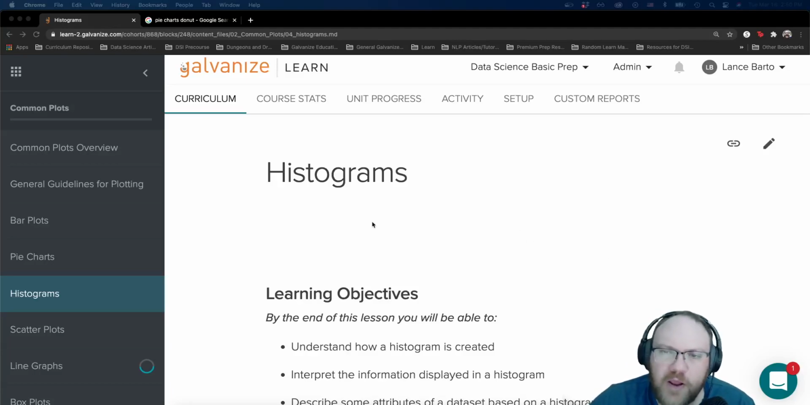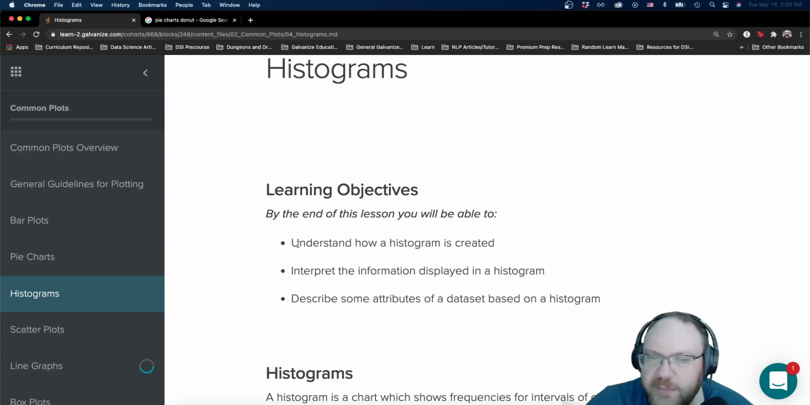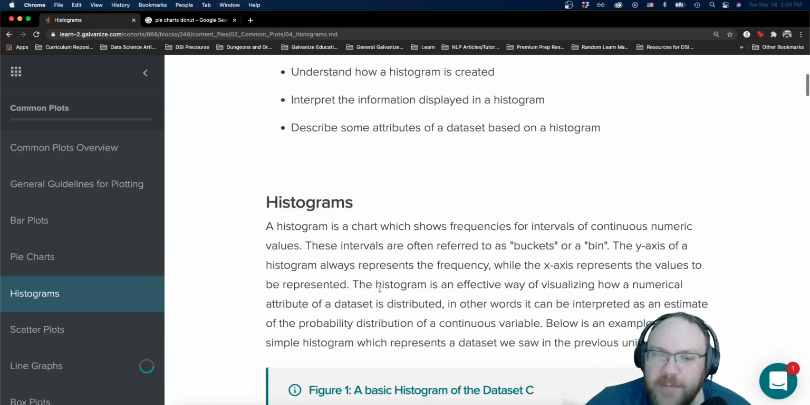All right, we're moving right into our next video, which we're talking about histogram charts now. We mentioned these a little bit when we talked about bar plots. They're pretty similar, but we want to make sure that we know how to understand how a histogram is created, be able to interpret the information which is displayed in a histogram, and describe some of the attributes of a data set that are based on that histogram.